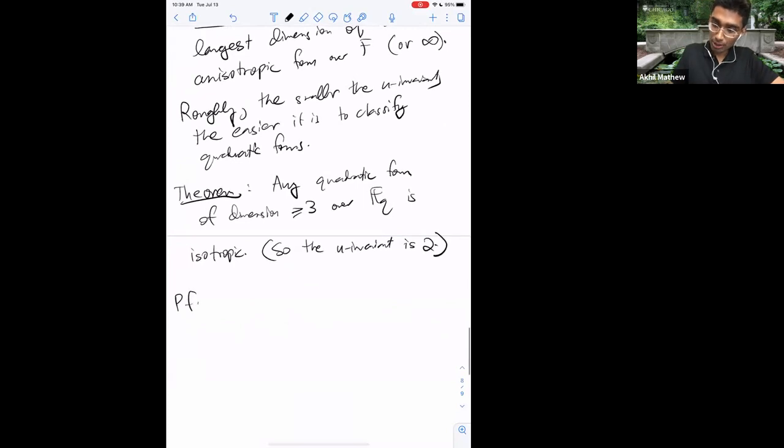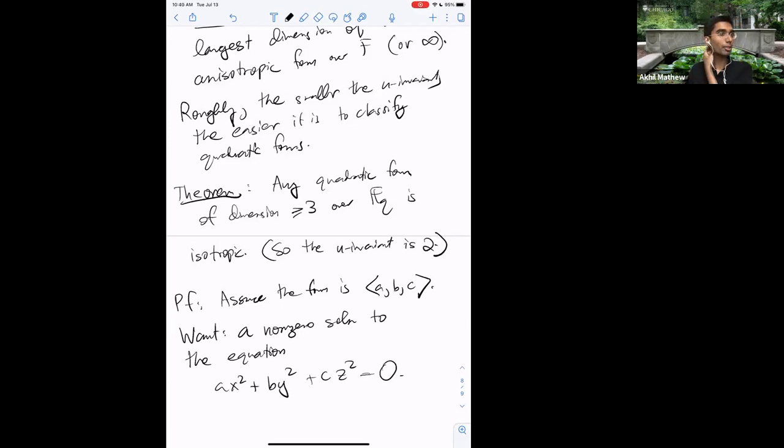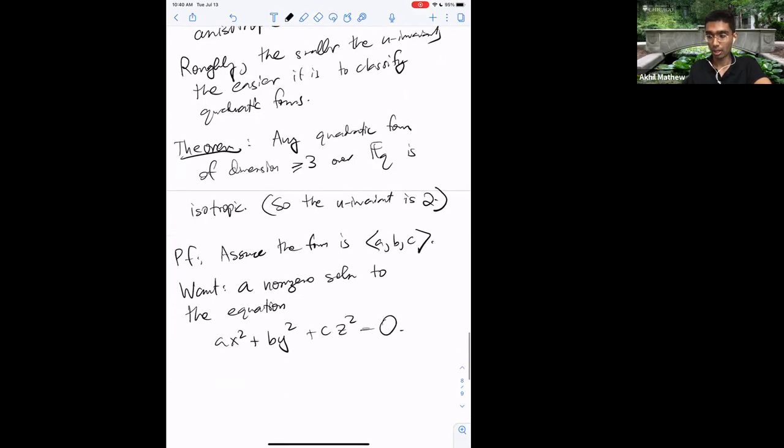Okay, so let me prove this theorem. Let me prove that any quadratic form of dimension 3 over F_q is isotropic. We can always diagonalize our quadratic form, so we can assume the form is [a, b, c], where these are non-zero elements of the field F_q. What we want is a non-zero solution, an isotropic vector, to the equation ax squared plus by squared plus cz squared equals 0.